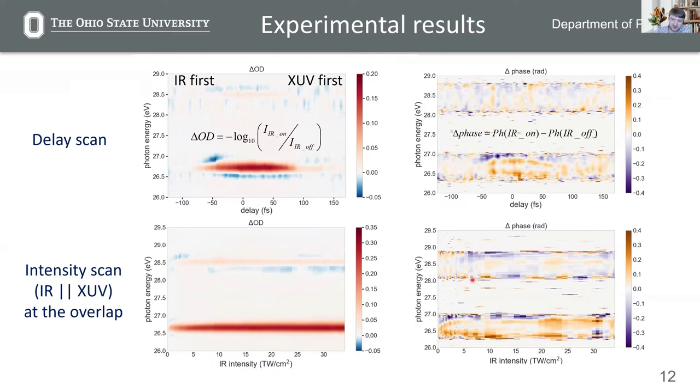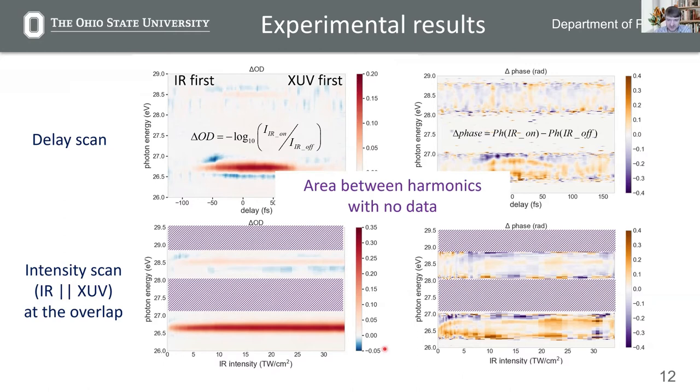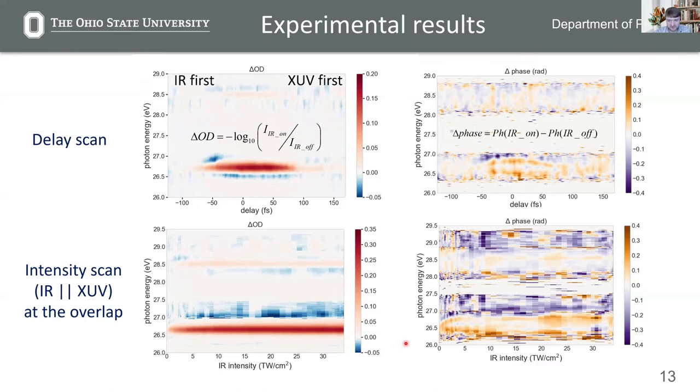Just a short comment. These empty areas are areas between harmonics, where we have no data in this experiment, because we derive harmonics from relatively long pulses and we don't cover the entire spectral range. However, one can still scan the wavelength and cover these areas, as shown in this example on the bottom. And you can see here, for example, the appearance of light-induced states around 27.5 eV.